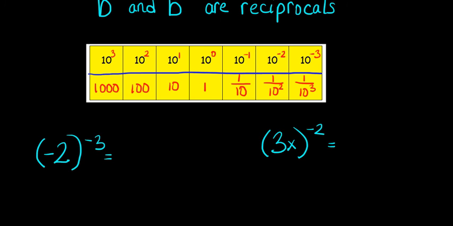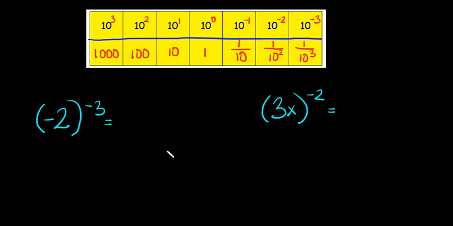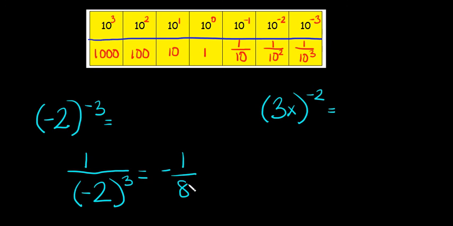First, I wrote -2 to the negative 3rd power. Since that's an integer up there, -3, let's call this 1 over -2, and now we're just going to make that power positive, to the 3rd. If we work that out, that's going to be -8, right? So it's really -1/8. That's how that works out. That's what this is equal to.